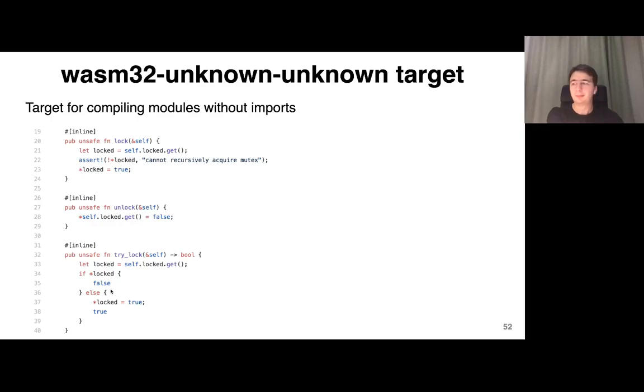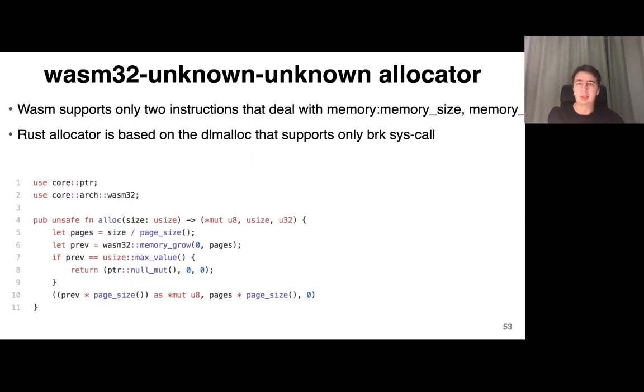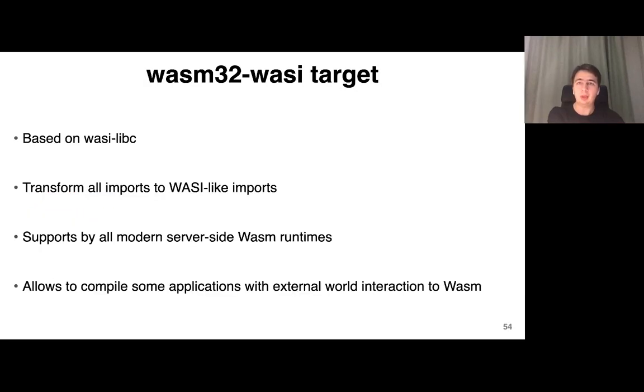It's very easy to use. For example, in C++, if you try to use a lock from a Mutex with this target, there will be imports from the environment module to lock, unlock, and so on. Also, this target supports a dlmalloc-based allocator out of the box. So there also won't be any exports of, for example, malloc, free, or so on. This code will be compiled inside the WebAssembly module.